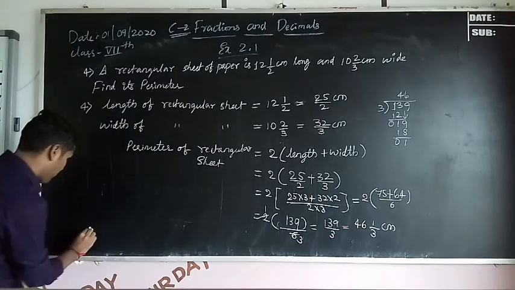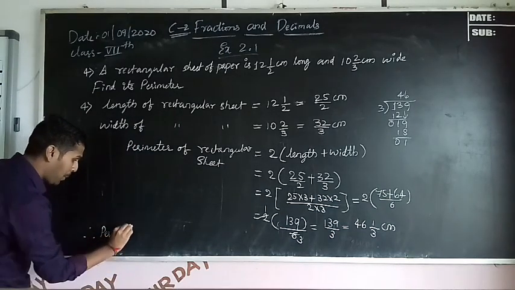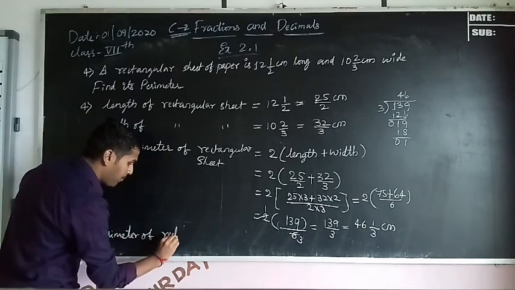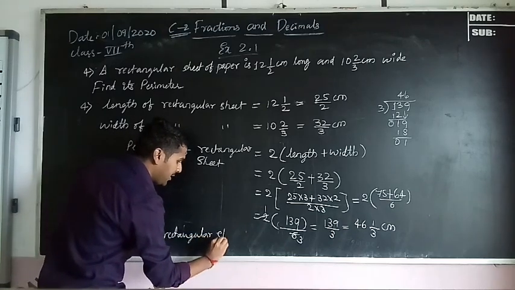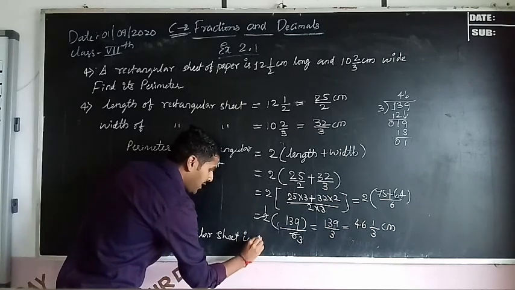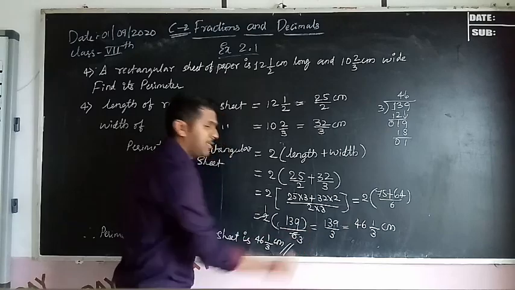Therefore, perimeter of the rectangular sheet equals 46 integer 1 by 3 centimeter. Okay.